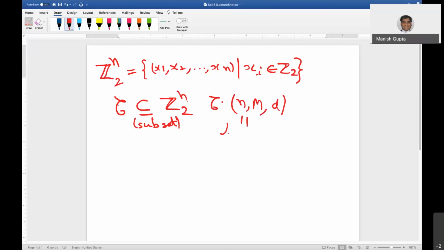n is the length, right? M is the total number of code words, and d is the minimum Hamming distance. Okay, so these are the three parameters. Now, in this case, C is known as a binary non-linear code.